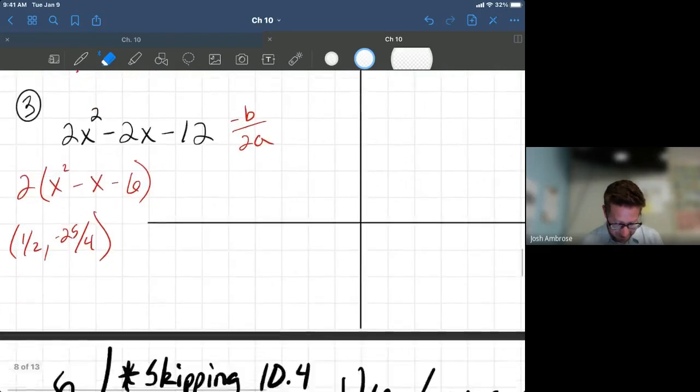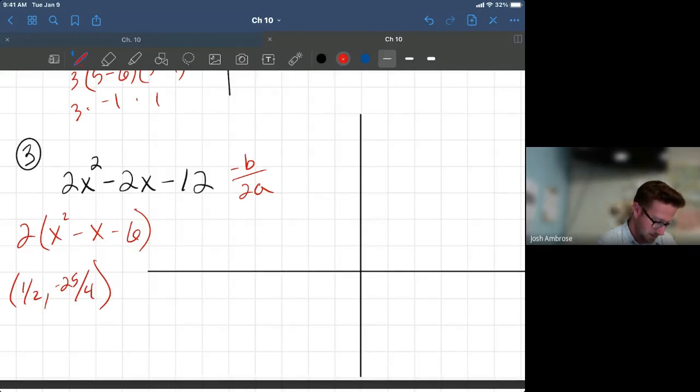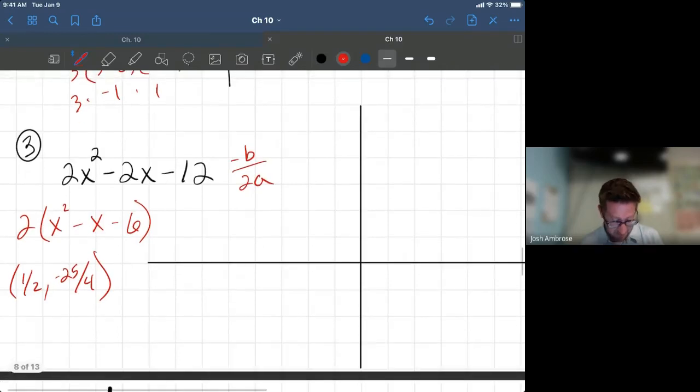So let's go ahead and plot that. We're going to go 1/2, so barely to the right. And 25/4 is a little bigger than 6. So we go to the right a little bit, 1/2, and we're going to go down, which I don't really have that kind of space. We're just going to go down and imagine that right here will cover us in terms of our negative 6¼, which is what that works out to be.